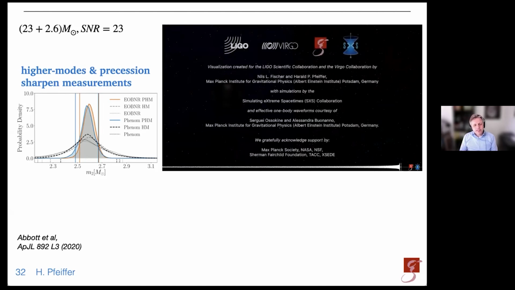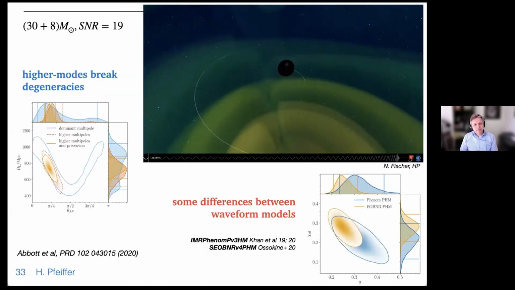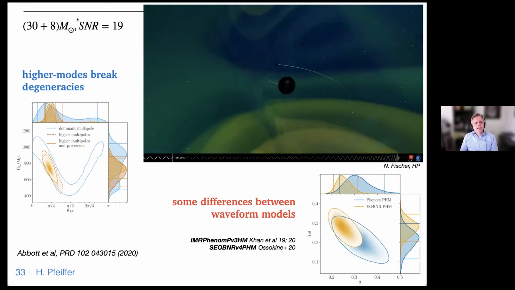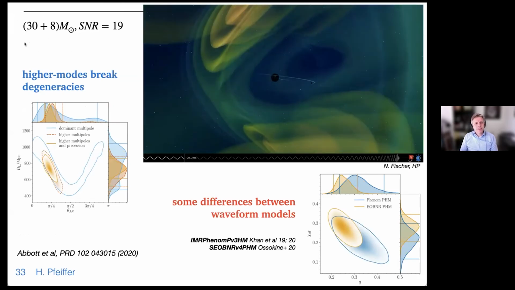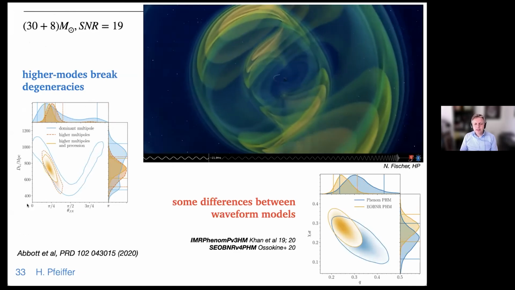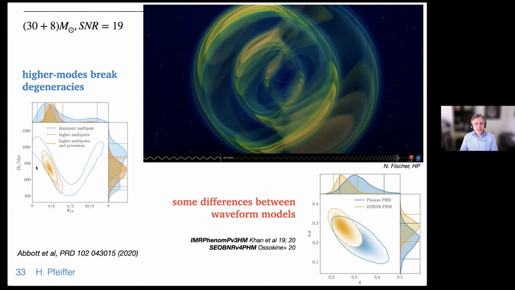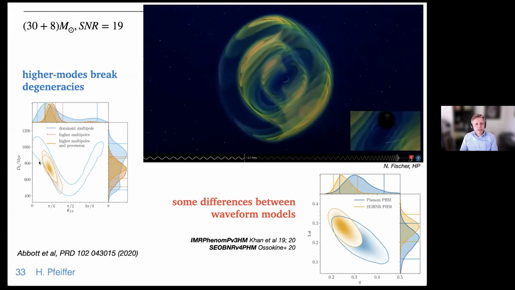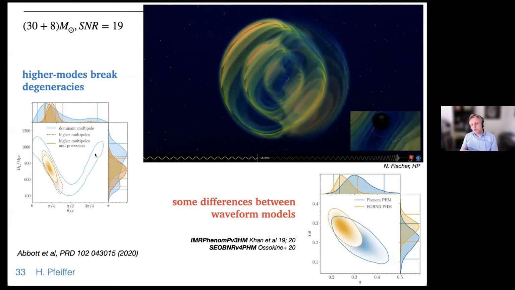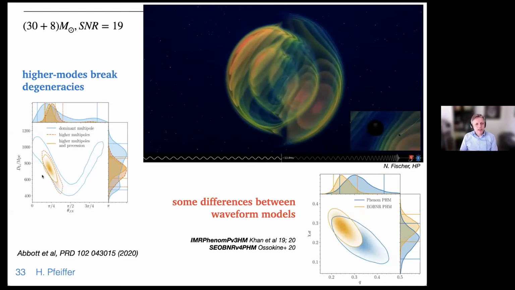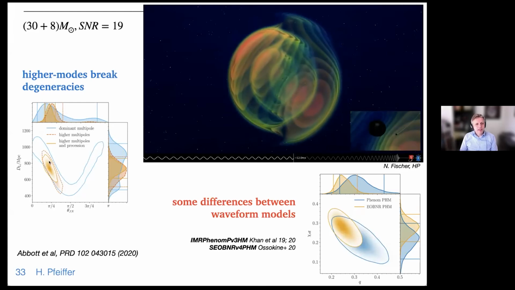So all this extra physics does have advantages. Here's another example, 1904-12, a binary black hole with a mass ratio of about 3. And here the plot illustrates that the higher modes break the mass ratio, distance, inclination degeneracy. If you only have the 2-2 mode available, you can't distinguish inclination less than pi/2 from inclinations bigger than pi/2. You can't distinguish face-on from face-off. And the higher modes break this degeneracy, give you a very tight inclination measurement and a much tighter distance measurement.